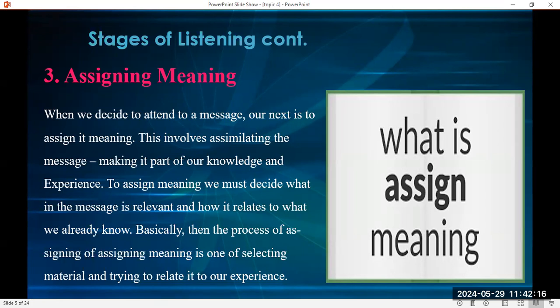And we must decide whether the message is relevant and how it relates to what we already know. Basically, then, the process of assigning meaning is one of selecting material and trying to relate it to our experience. So when you are being taught, even in church, when the pastor is giving a sermon, you tend to assign whatever he's telling you a meaning in your life.